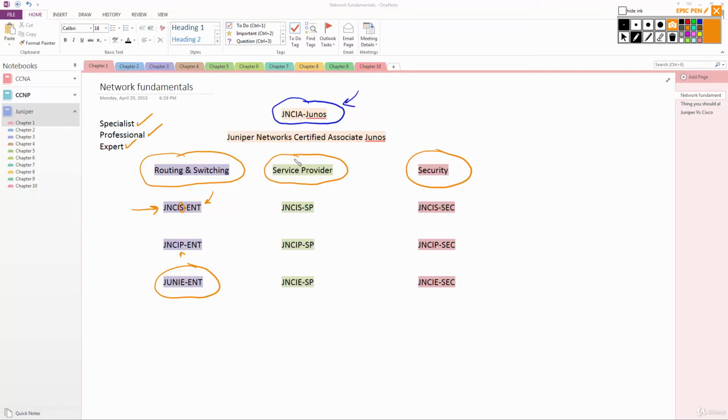So these different tracks like service provider and security are the exact same thing. You have your associates, you have your professional, and you have your expert. And each one of these levels, these are the certifications that you're going to take. Obviously, if you're going to be going to the professional level, you're going to want to take the specialist first before anything else. Okay. Now it's very common to say entry with this ENT. I still have a bad habit of saying that, but it is enterprise. So keep that in mind.